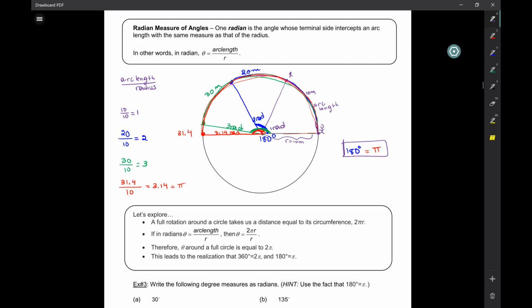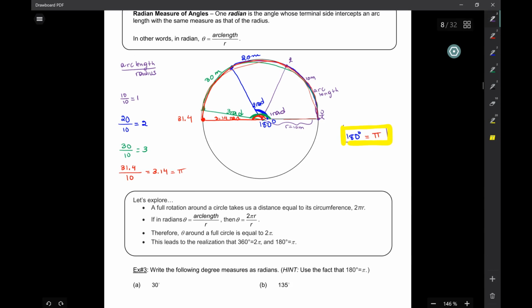Okay, now that our minds have been blown with this, let's think about this for a minute. Suppose I walked the entire circle. What's the mathematical word for the distance around the entire circle? I know you know, it starts with a C. It's circumference. And how much is circumference? Yes, it's 2 pi r.